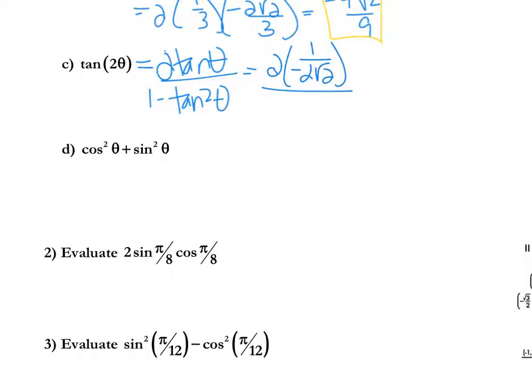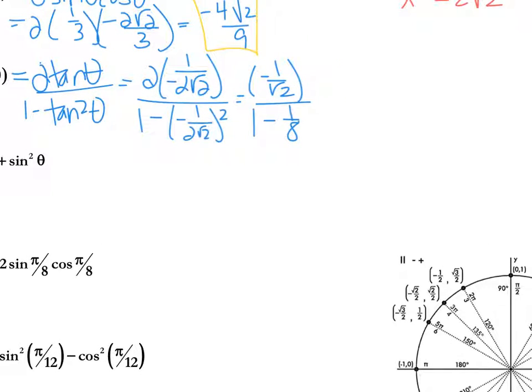Okay, and then the denominator, it's going to be 1 minus -1 over 2 root 2 squared. So we get -1 over root 2. The 2's are going to cancel. And then this is going to be 1 minus 1/8. Remember that when you square a negative, it becomes a positive. Also, 2 root 2 squared is 8. So then we have -1 over root 2. If you get a common denominator over here, this is going to be 8 over 8 minus 1/8, which is 7/8.